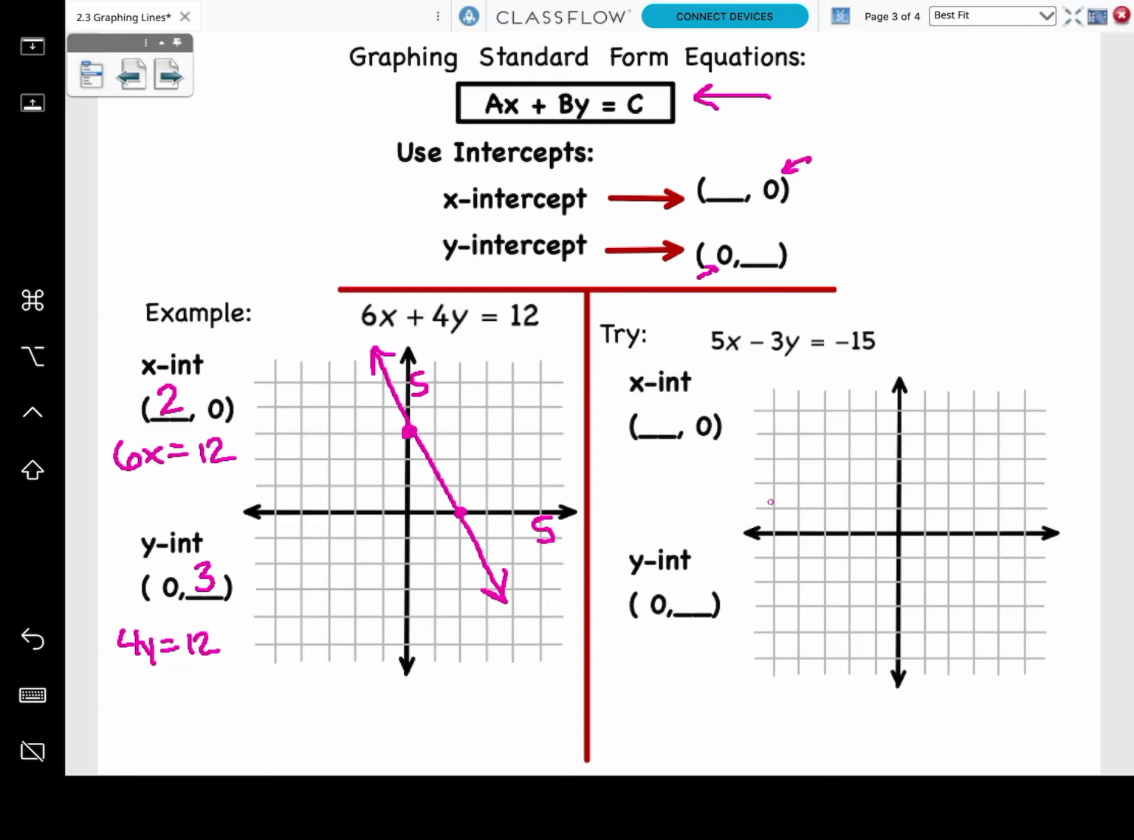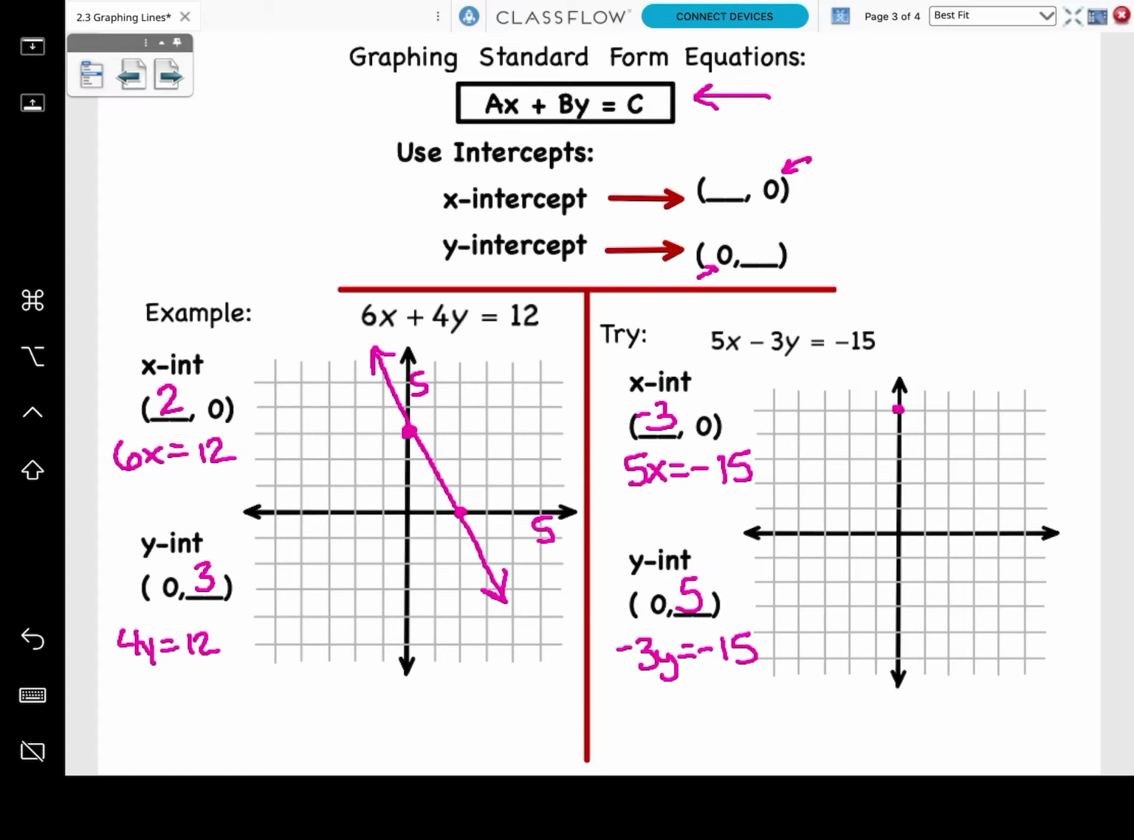Okay, let's check out this example that was hiding. See if you can find the x and the y intercept here. Pause the video and see if your answers match mine. So x-intercept takes y out of the equation, so I would be solving 5x equals negative 15. When you solve that, x is negative 3. y-intercept takes x out of the equation, so I would have negative 3y equals negative 15, and y would be a positive 5.